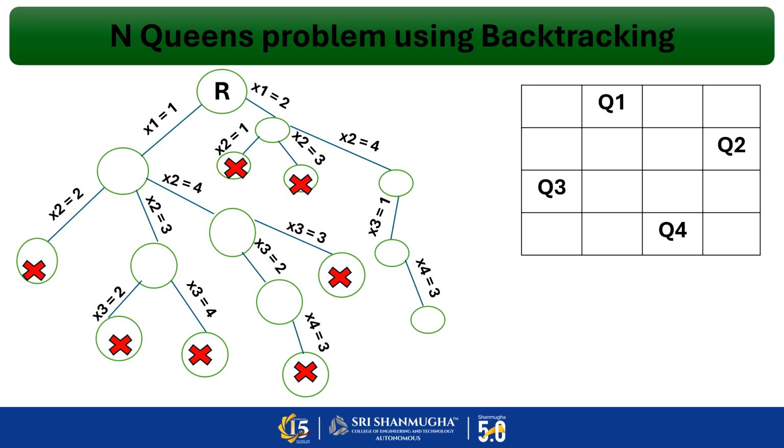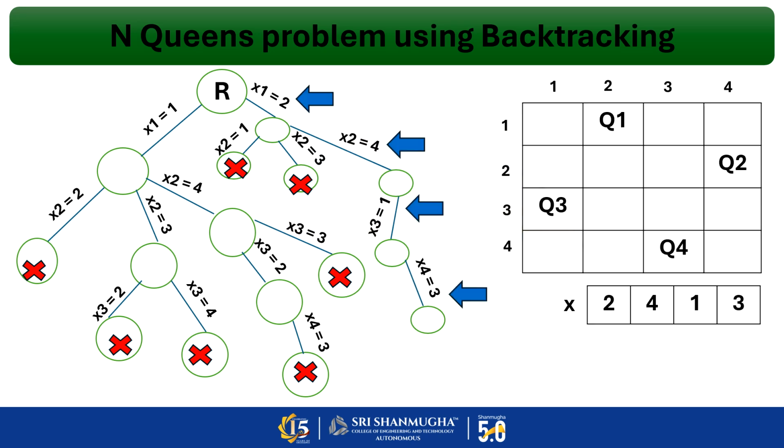Next I am constructing x4 equal to 3. That is, queen 4 is placed in the third column. So it is also safe. It is not attacked diagonally or row wise or column wise. So I think we have derived the solution. Yes, we have got a solution.